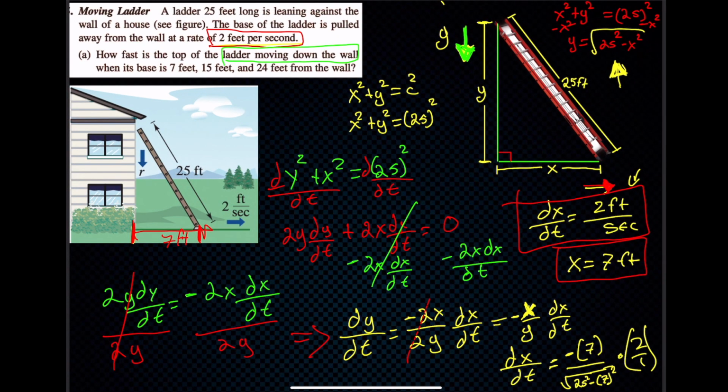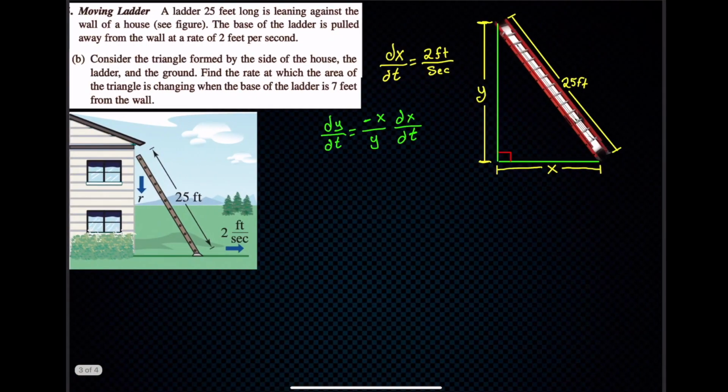Now that we have the solution for letter A, let's move on to letter B. Now consider the triangle formed by the sides of the house, the ladder, and the ground. Find the rate at which the area of the triangle is changing when the base of the ladder is 7 feet. Once again, what we're looking at is a triangle.